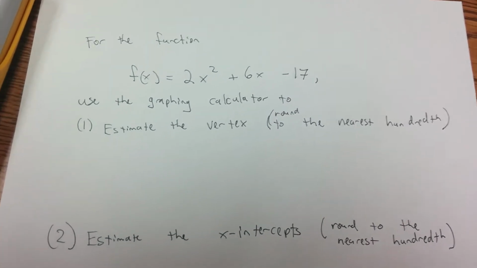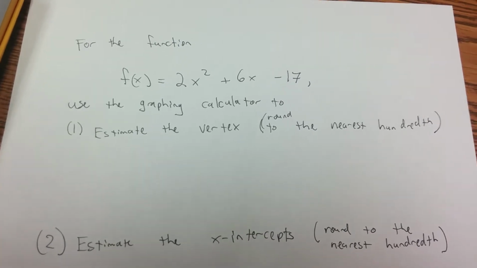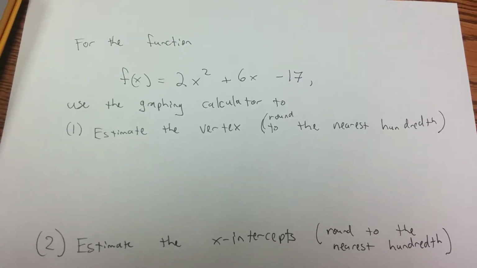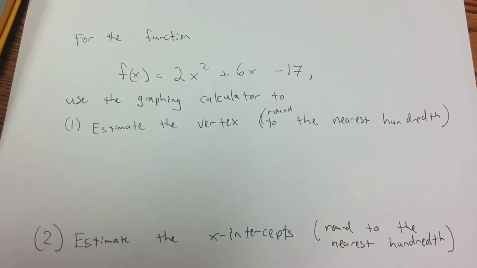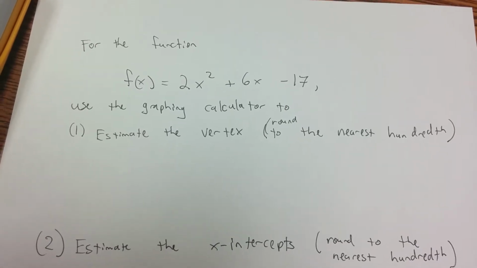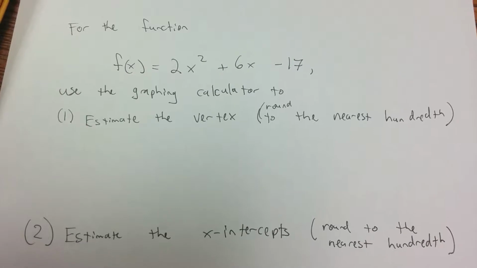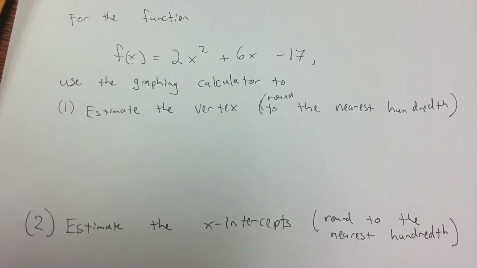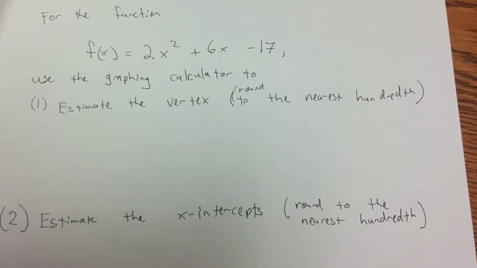Okay, we're going to look at an example problem, which is analyzing the graph of a quadratic function, and we're going to try to compute a couple of things by using the calculator. So first of all, we're going to graph this function. The function is 2x squared plus 6x minus 17, and we're going to use the graphing calculator to estimate the vertex, rounding our answer to the nearest hundredth, and also estimate the x-intercepts and round those to the nearest hundredth as well.